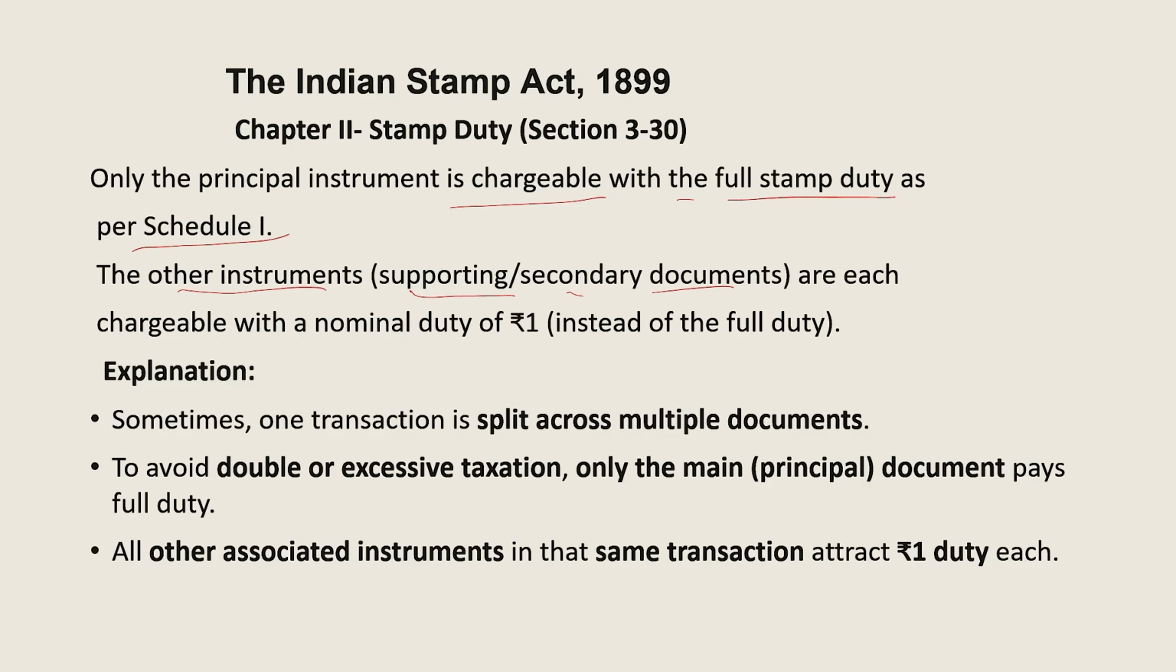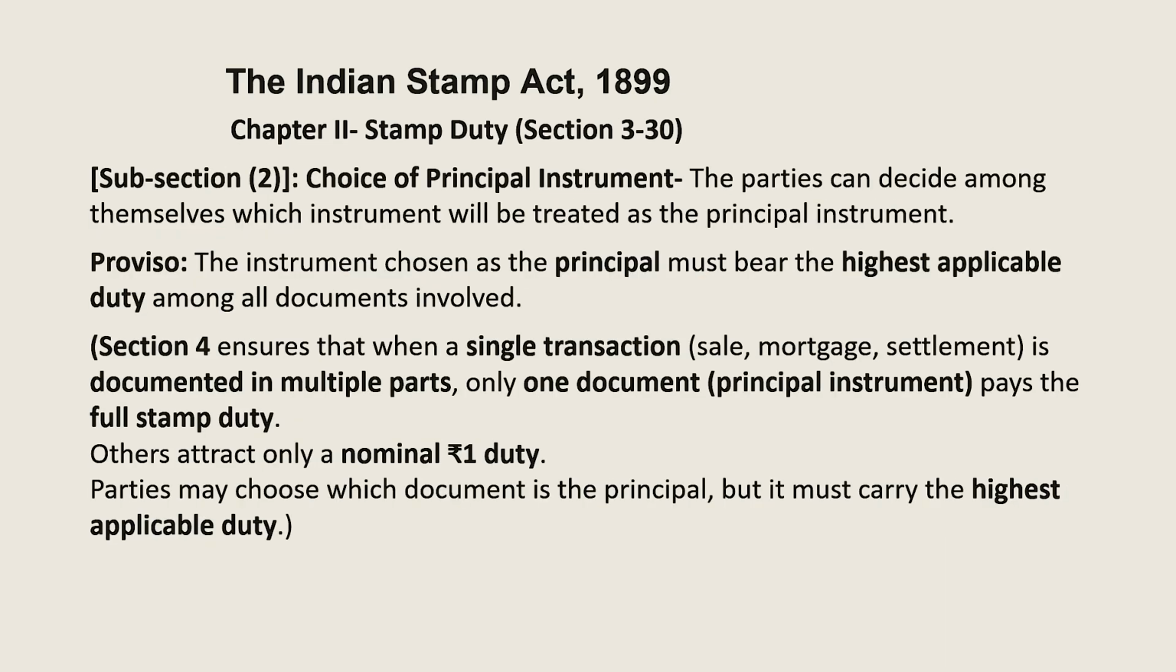Now, sometimes one transaction is split across multiple documents. So, to avoid double or excessive taxation, only the one main principal document pays the full stamp duty, and all other associated documents in the same transaction attract only ₹1 duty.